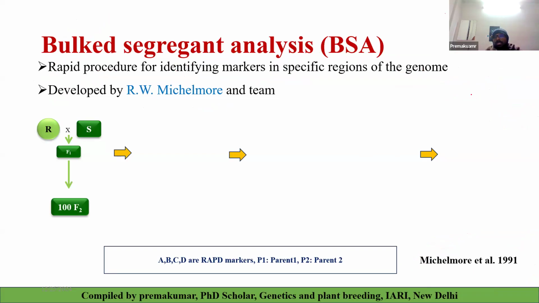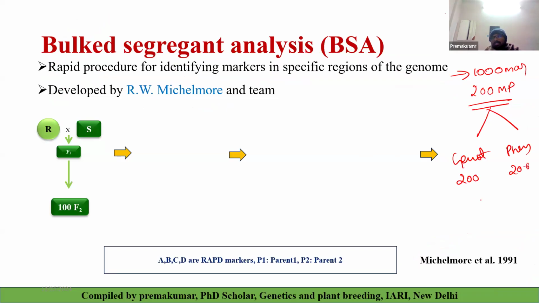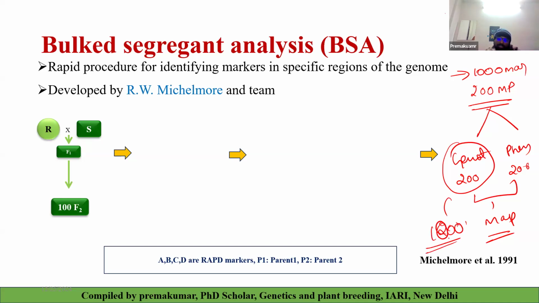See, you have 200 individuals, a 200-plant mapping population, and 1000 markers. You have to genotype and phenotype all 200, then you will get the map. You know how much difficulty that is. Genotyping 200 individuals with 1000 SSR markers, you know how much time it will take.